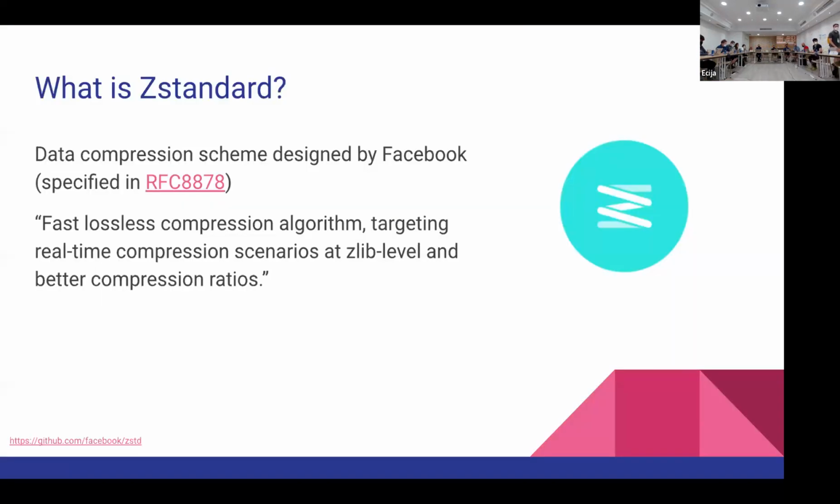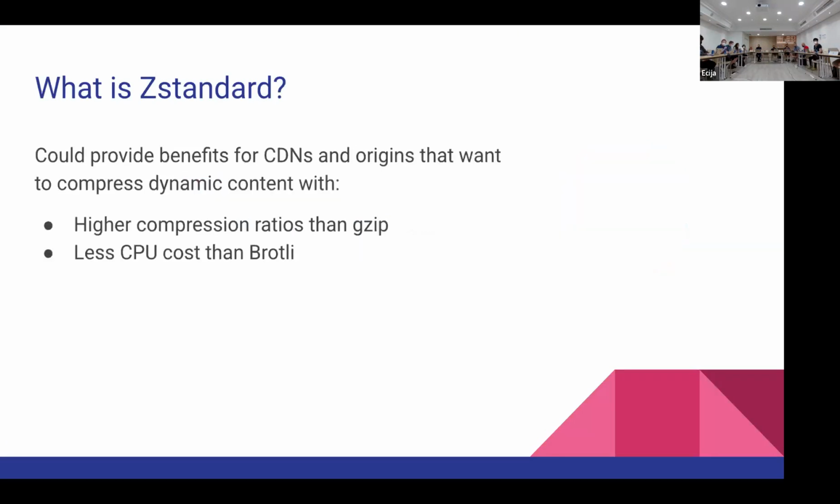Starting with some quick background about Zstandard, it's a data compression scheme designed by Meta, specified in RFC 8878. As Meta describes it, it's a fast lossless compression algorithm targeting real-time compression scenarios at zlib level and better compression ratios. So in the browser, we're essentially expecting the most benefit from compressing first views and dynamic content with higher compression ratios than gzip and less CPU costs than Brotli.